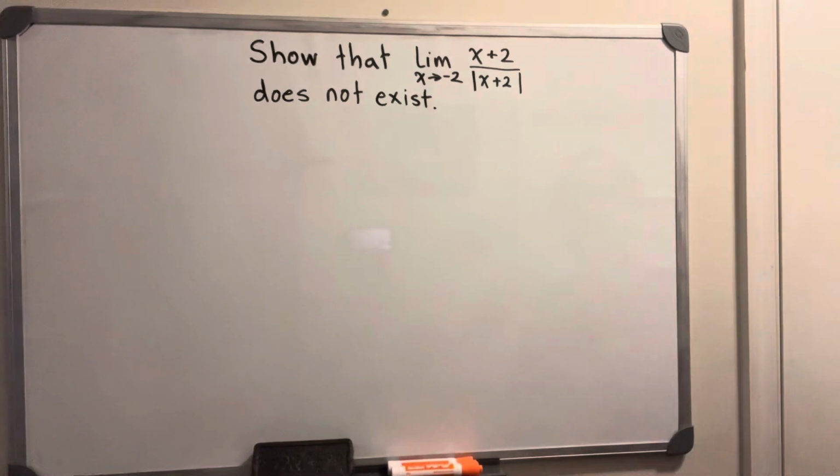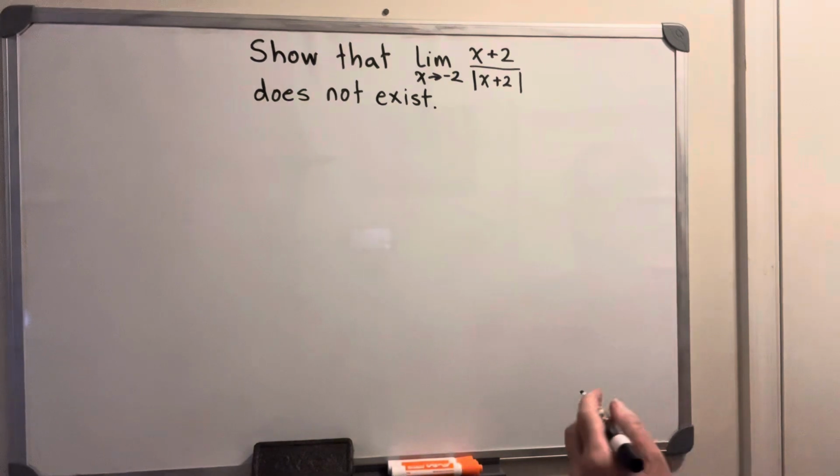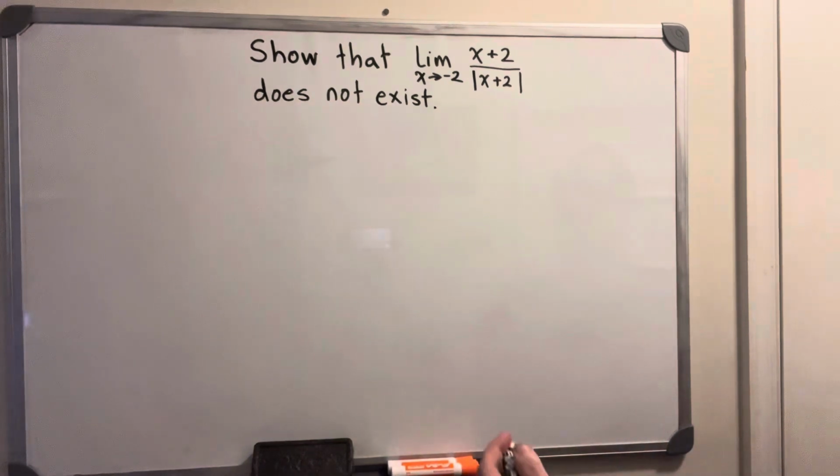This problem says show that the limit as x approaches 2 of x plus 2 over the absolute value of x plus 2 does not exist. So this is a proof of non-existence problem. How would you prove that something doesn't exist? Do you have any thoughts? Let's go back to the definition of the limit.